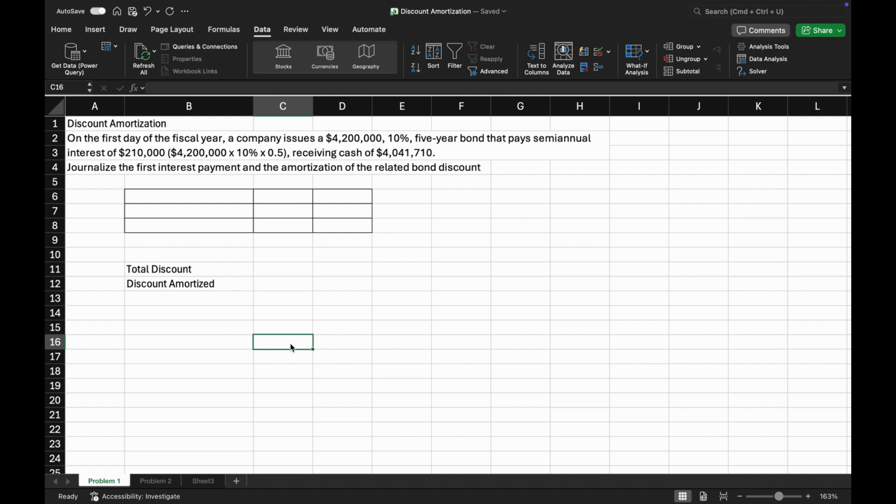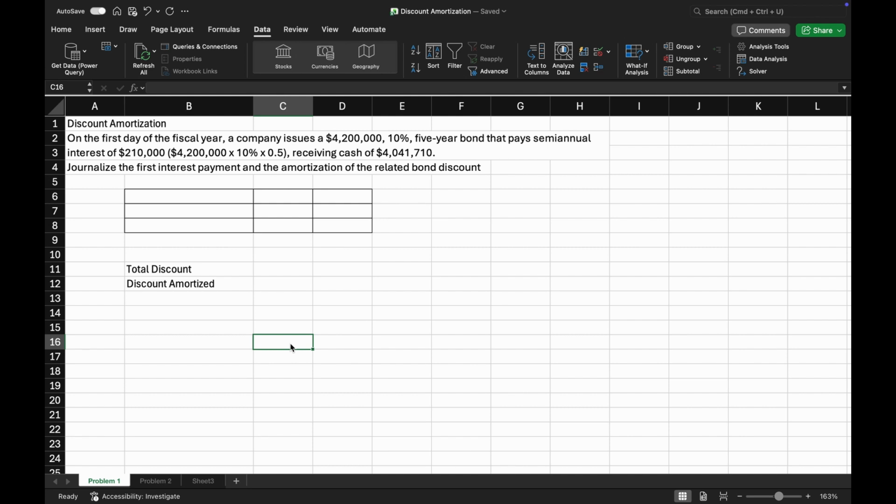Let's say that on the first day of the fiscal year, a company issues a $4,200,000 10% 5-year bond that pays semi-annual interest of $210,000, receiving cash of $4,041,710. Your job is to journalize the first interest payment and the amortization of the related bond discount.